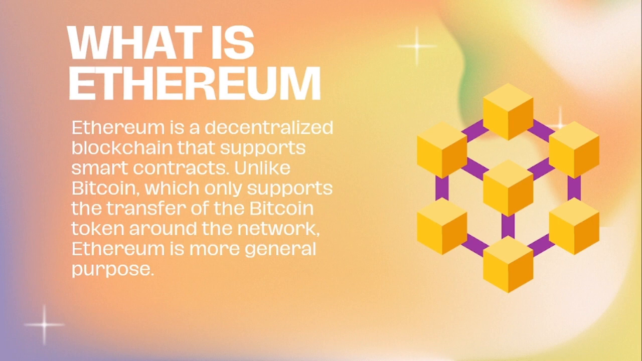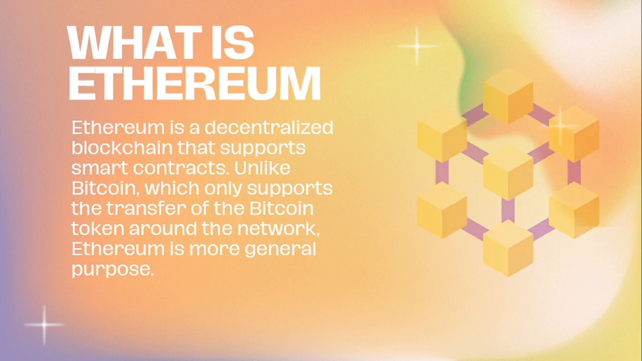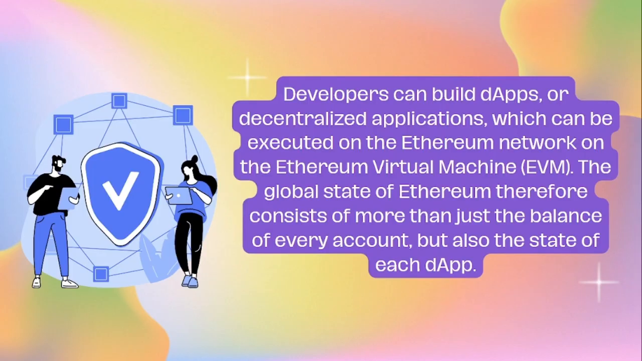So Ethereum is a decentralized blockchain that supports smart contracts, unlike Bitcoin, which only supports the transfer of Bitcoin tokens around the network. Ethereum is a more general purpose blockchain. So developers can build dApps, which are decentralized applications, executed on the Ethereum network. This is executed on the Ethereum Virtual Machine.